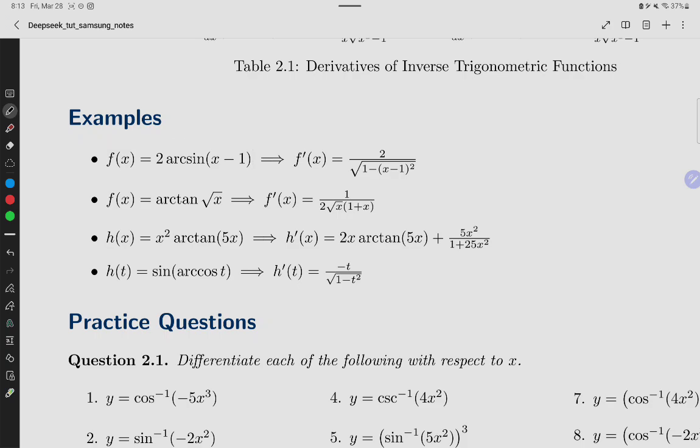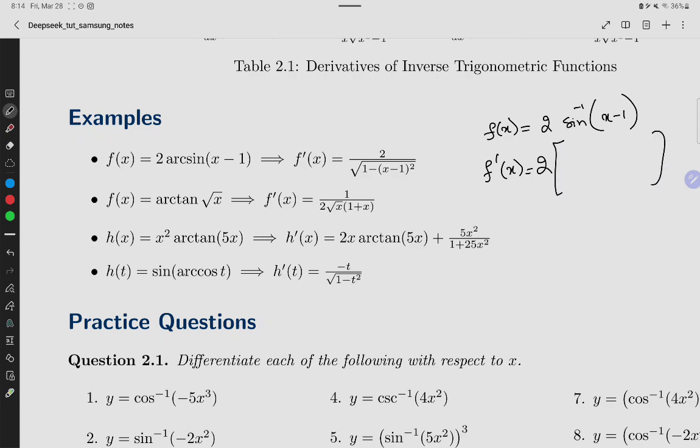We can write it as f x is equal to 2 sine inverse of. Now here we will apply the chain rule, because we have one function and then inside we have another function. So we'll apply the chain rule, and the derivative f prime of x will be equal to this constant will appear as it is.